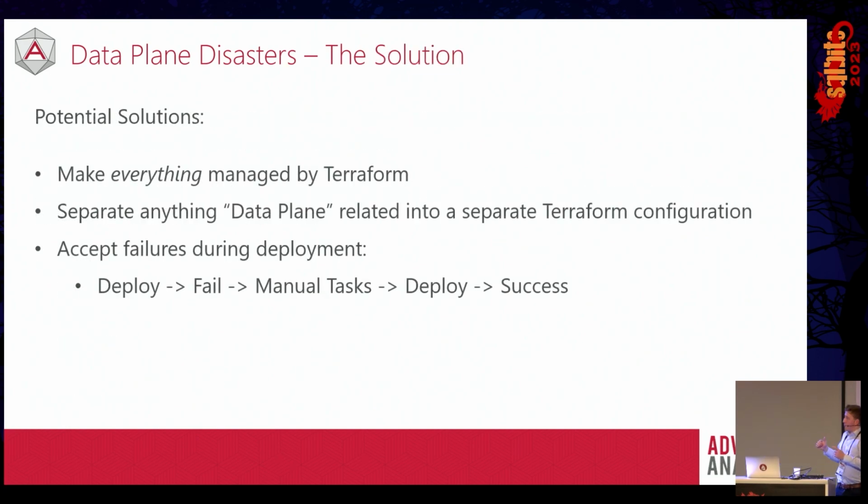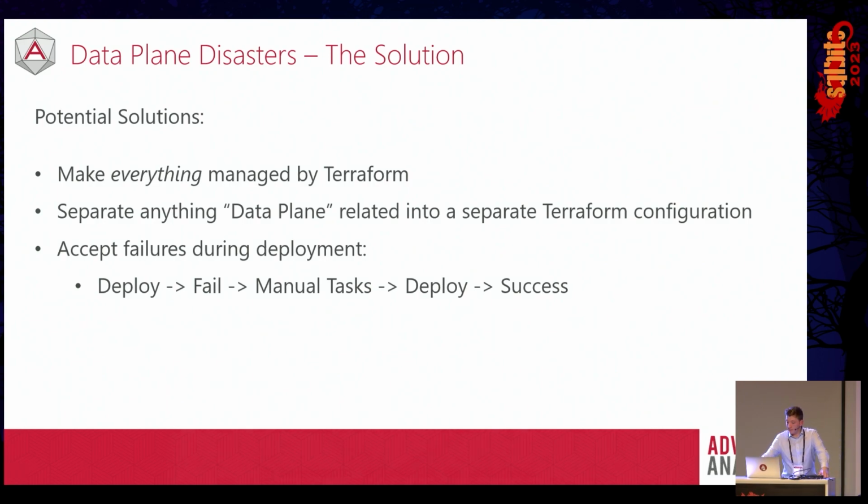Well, you could make everything managed by Terraform, right? That's not going to work in the real world for a large organization. Or you could just say, well, anything data plane related goes in its own Terraform configuration that runs once we know everything's in place. That's what we did. Or you just accept failures during deployment. You run the pipeline, it creates the infrastructure, and then it fails. Then you do all the manual stuff, and then you run it again, and it succeeds. It's all right, but it doesn't look great, and your pipeline success rate is just going to go through the floor.